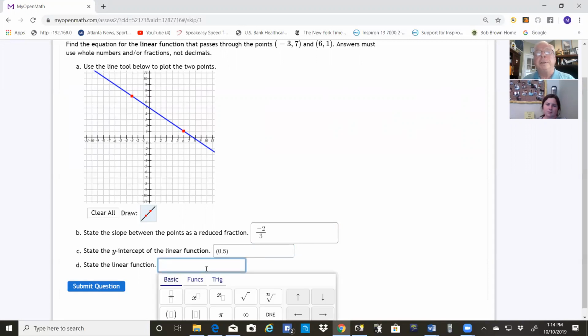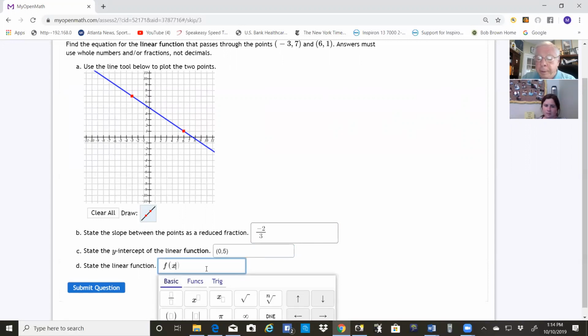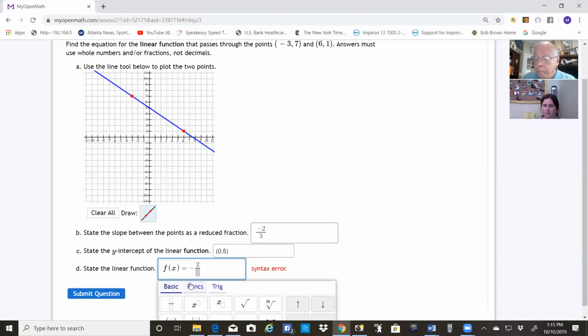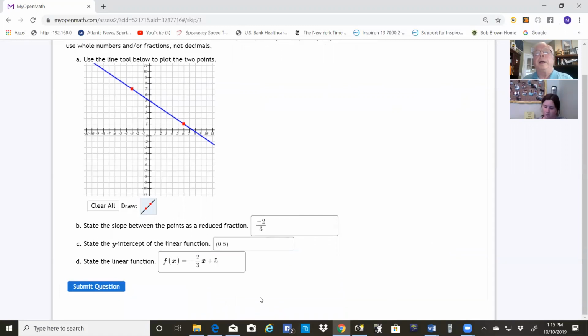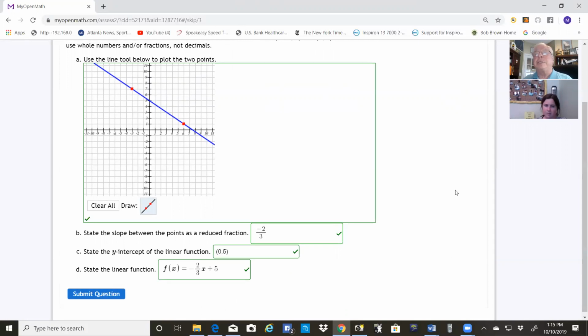The linear equation should be f of x equals minus 2/3 x plus 5. Okay, so notice you get another chance. Okay, so they're all correct.